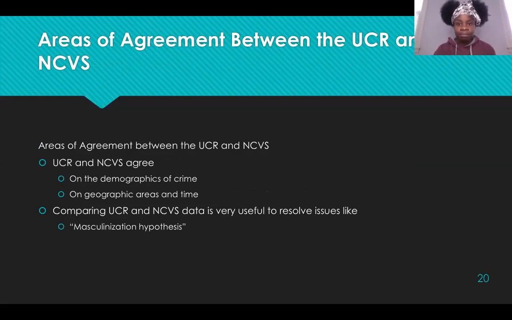Okay, so areas of agreement between the UCR and the NCVS. The UCR and the NCVS agree on the demographics of a crime. Both say that males, the young, the poor, African Americans are more likely to be perpetrators and victims of crime than are females, older persons, wealthier persons, and persons of other races. Both sources will also agree on geographic areas and times of the year and month when crimes are more likely to occur.